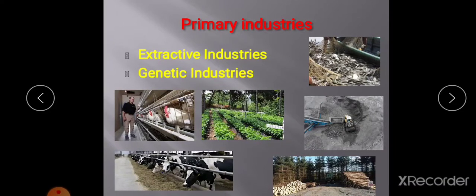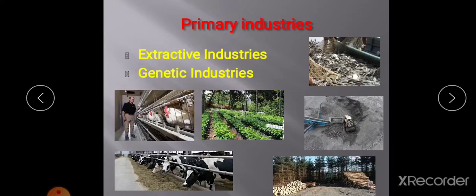So this is about extractive industries, extracted from natural resources. Okay, taken out from natural resources. Second one is genetic industry. So look here, these are the examples of extractive industries. This one mining, this is timber. Okay, now comes genetic industries.